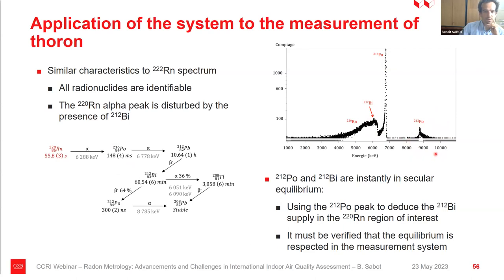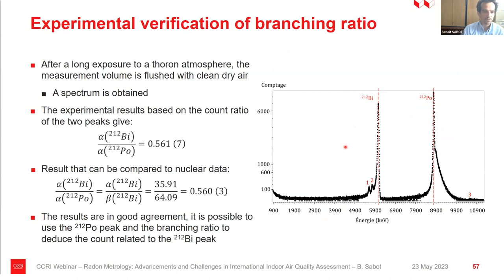And that was in fact the solution, because we know that those two nuclides were deposited on the surface of our detector and they are at equilibrium. So we could use the counting from lead 212 to remove the counting from bismuth 212 inside the thorium peak. And before doing that, of course, we checked that everything is okay with our system. And so we got this interesting spectra.